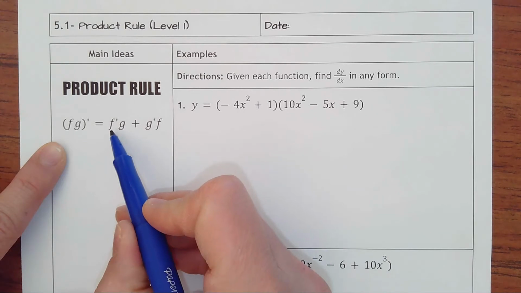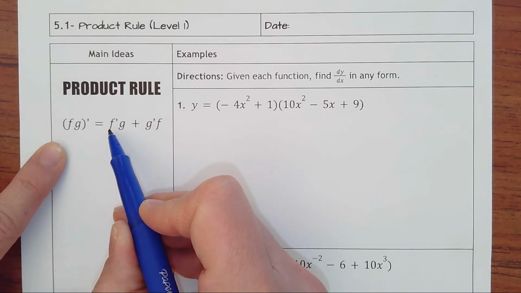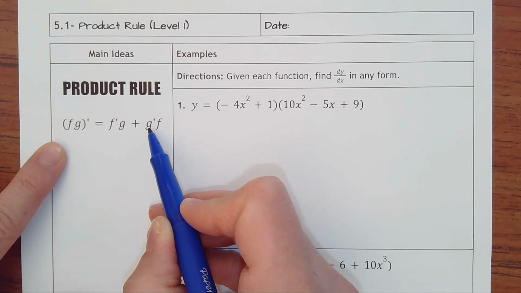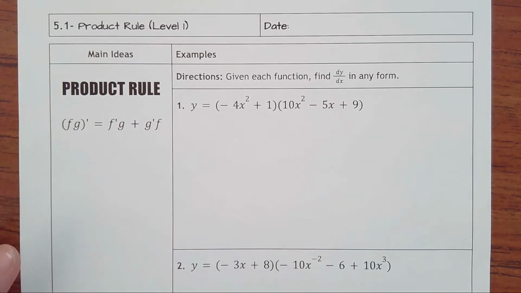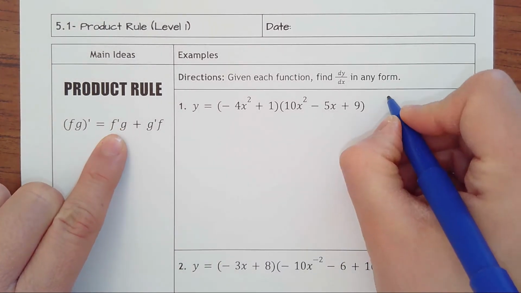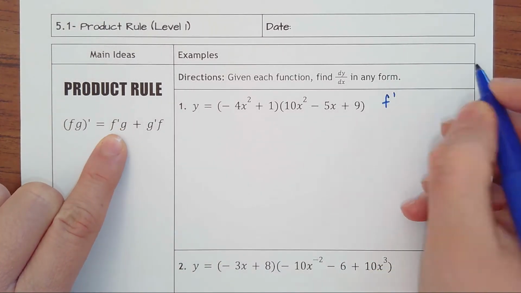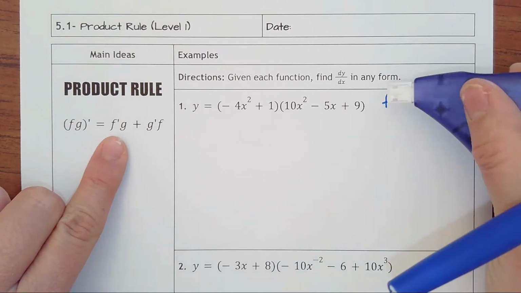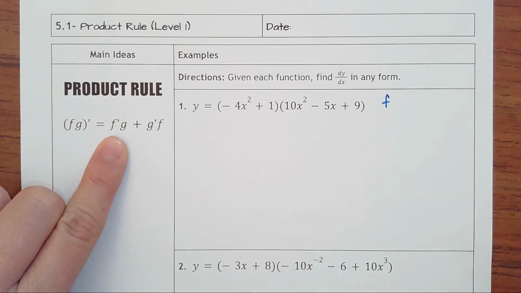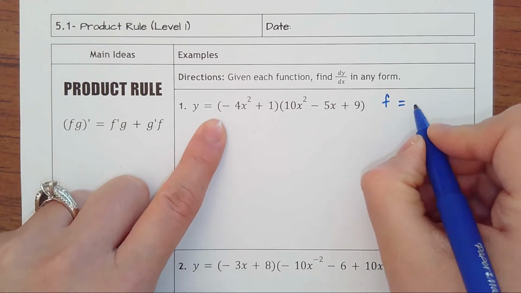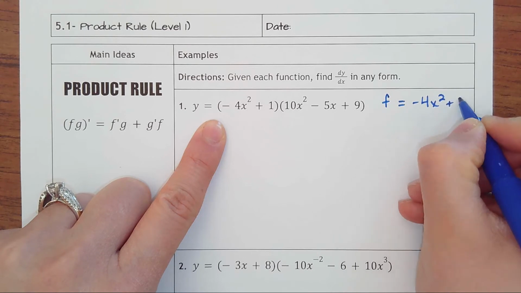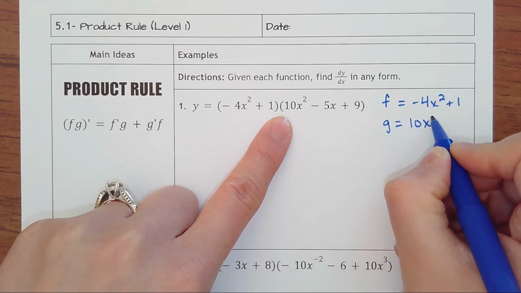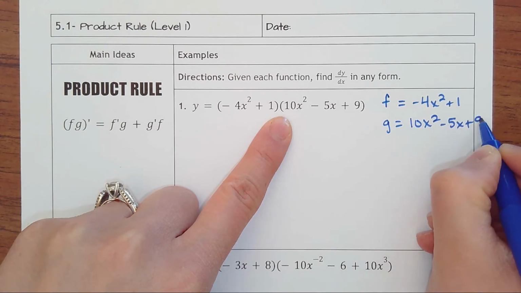And all you need to do is take the derivative of the first one times the normal second function plus the derivative of the second one times the normal first one. So to help us here in the beginning, I'm going to write over to the side what f prime would be. Actually, before that, f is going to be the first function, negative 4x squared plus 1. g is going to be 10x squared minus 5x plus 9.